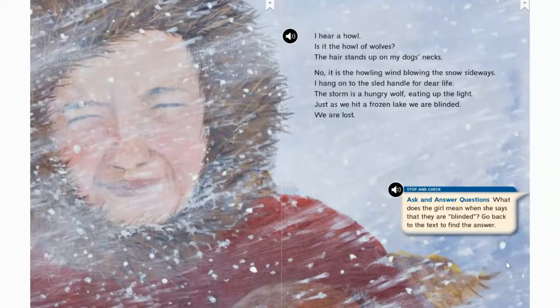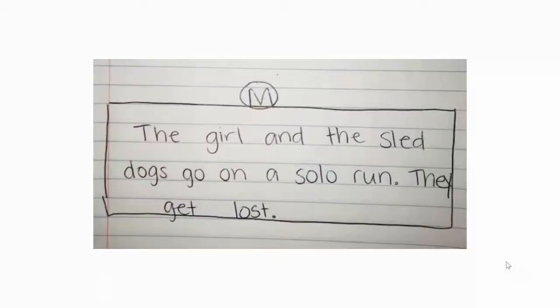Uh-oh, something starts to happen on their solo run. Do you remember, second graders? That's right, a big storm hits. And all of a sudden, they are blinded by the wind and the snow, and they are lost. So now she's on her first solo run with those sled dogs, but now she's lost. So we need to add that to our middle part of the story.